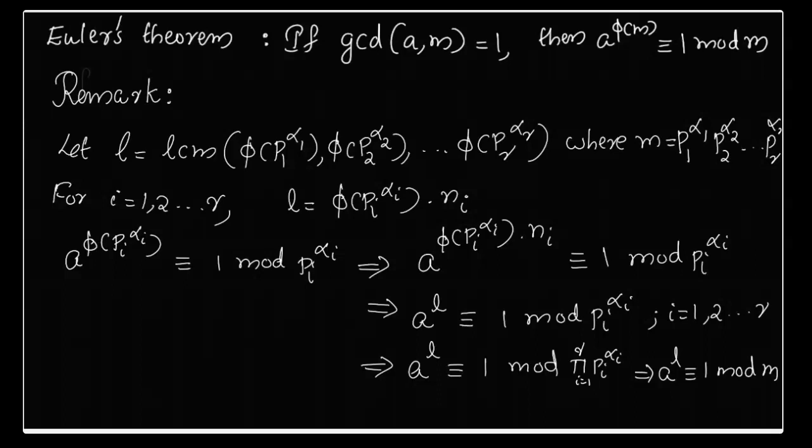Here it is easy to observe that L will be less than or equal to phi of M, since phi of M is the product of all these numbers and L is the LCM, least common multiple of all these numbers. So, L will be less than or equal to phi of M. Thus, we have shown that a lower power of A is also congruent to 1 modulo M. This property can be used to solve many problems.